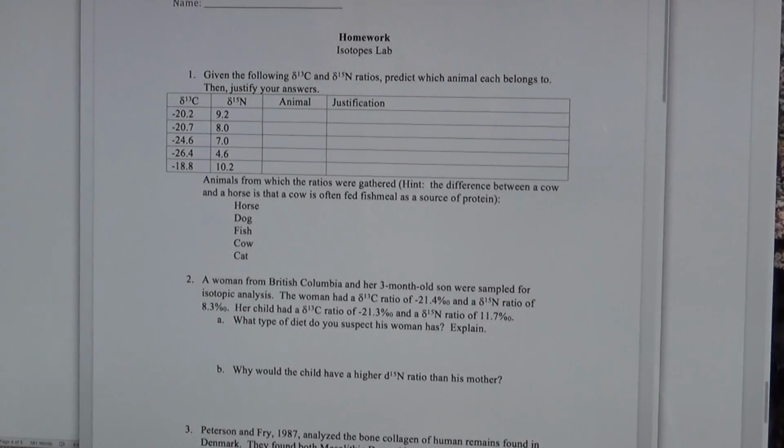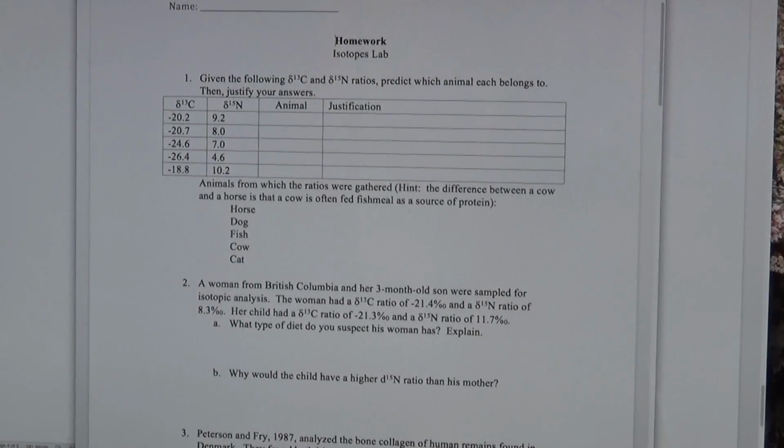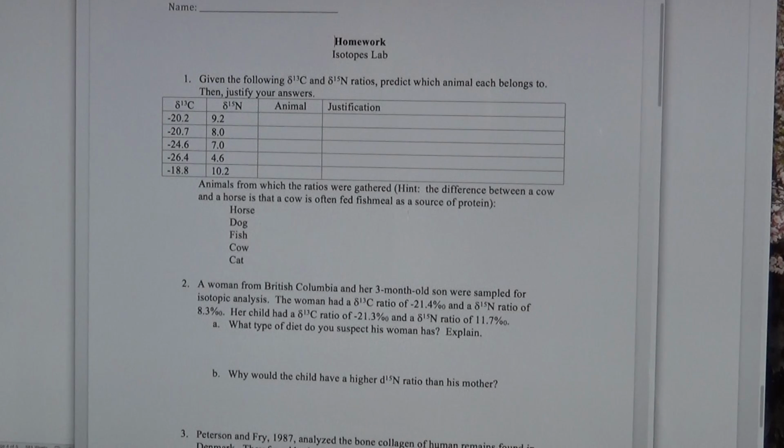Okay, so here's the homework assignment, and it's pretty straightforward. You do have an answer key. So for the first one, they are just predicting which animal belongs in each of those categories, based on what they eat and their nitrogen content.